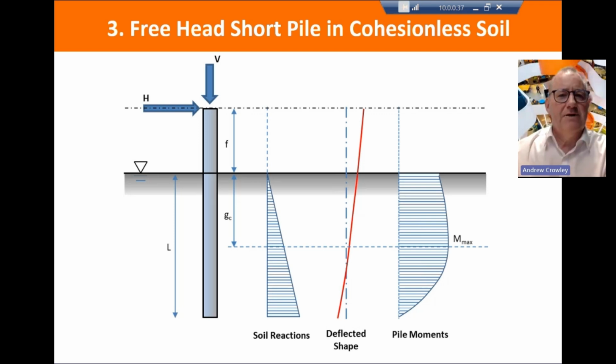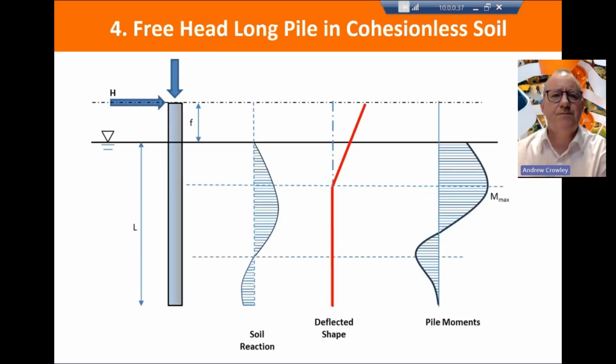For a free head short pile in cohesionless soils, we use a linear distribution for the soil reaction and have this semi-parabolic moment distribution down the shaft of the pile. For a free head long pile in cohesionless soil, we have double curvature bending and this double parabolic moment distribution down the shaft of the pile, because again we have a parabolic distribution of soil reaction.